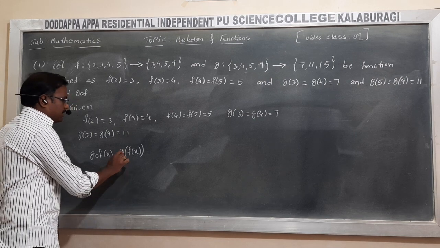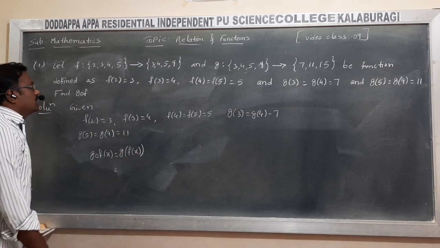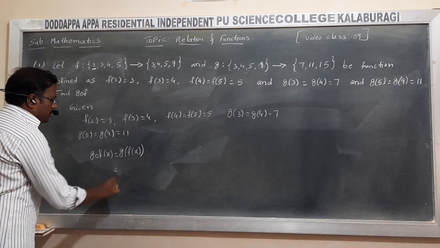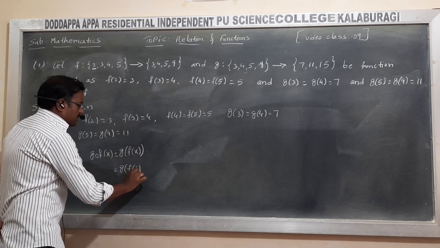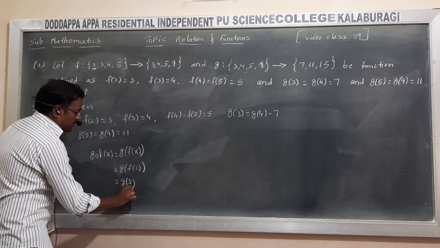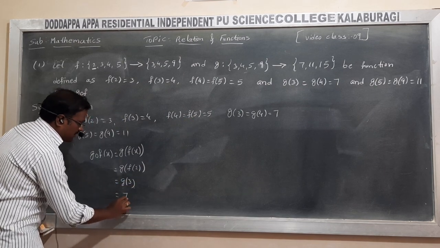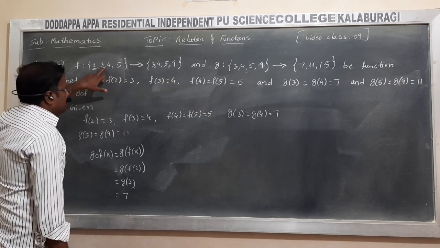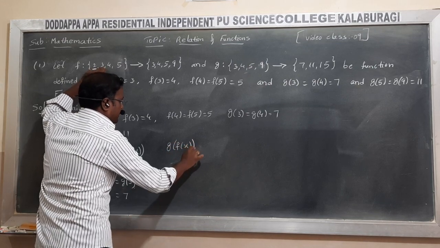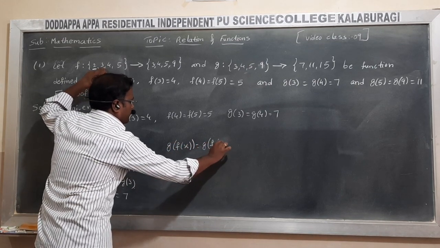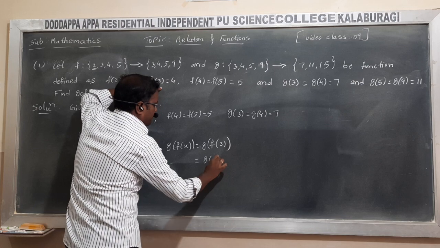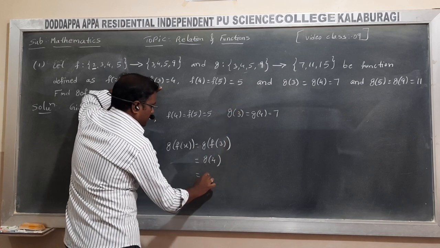In place of x, first you can substitute 2 in f. If we substitute 2, g of f of 2. What is the f of 2 value? 3. G of 3 value? 7. One is completed. Afterwards take 3. That is g of f of x is equal to g of f of 3. So f of 3 value is 4, given. G of 4 value is 7, given.